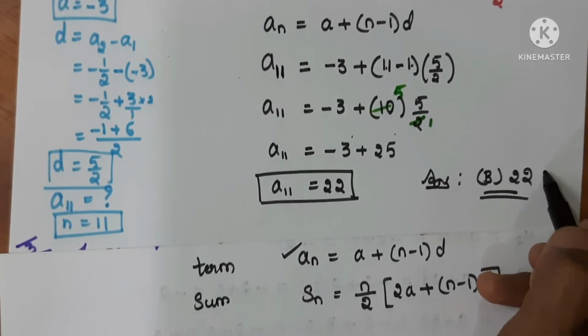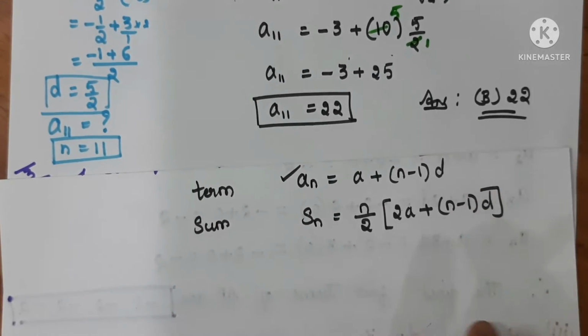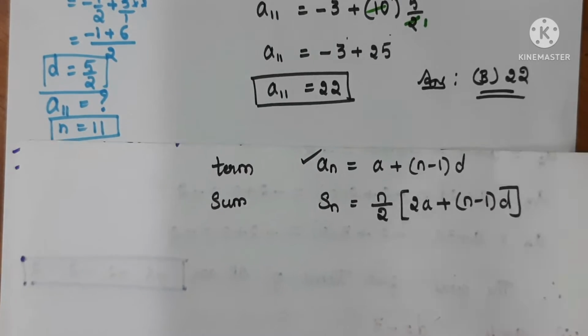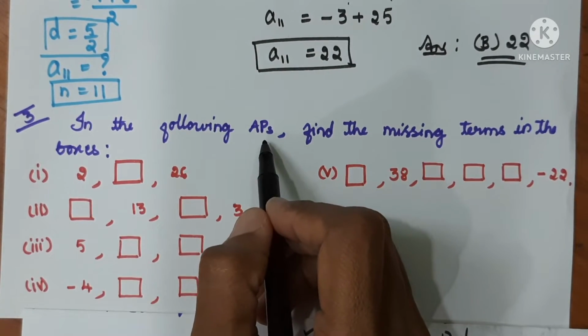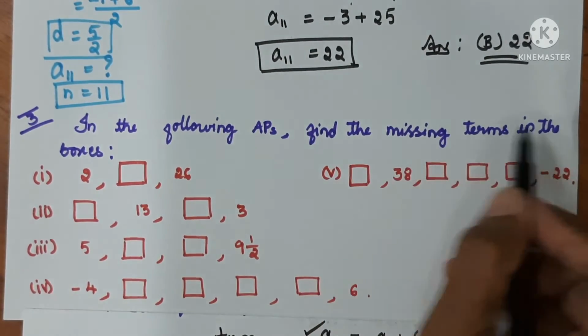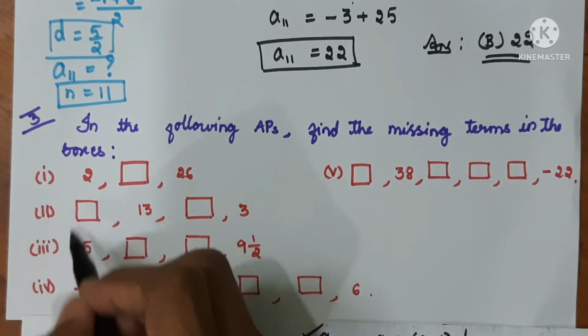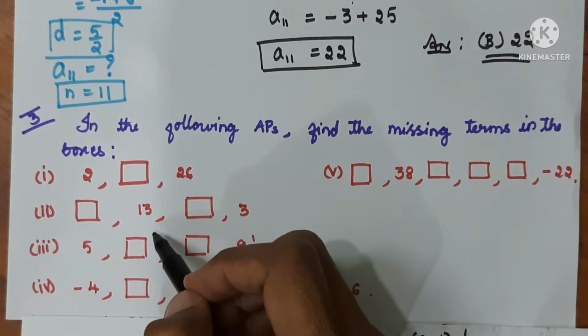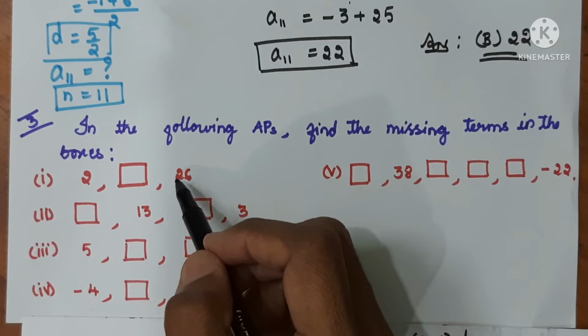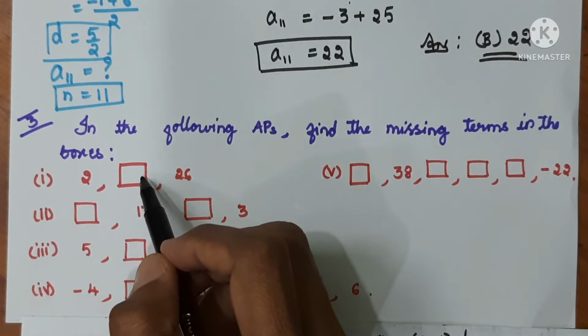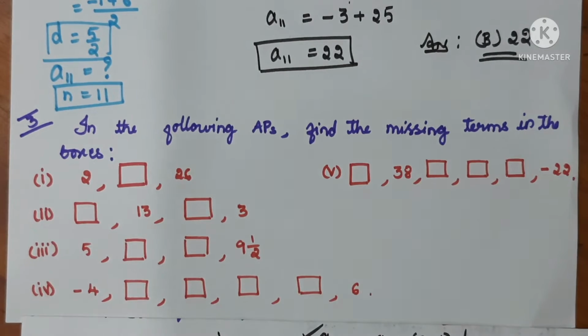Now let us see the third main questions. How to solve the third main questions. In the third main, in the following APs, arithmetic progressions, find the missing term in the boxes. They have given 5 questions. In each question there are some boxes. We have to fill the boxes with the correct answer. First, let us take the first question.